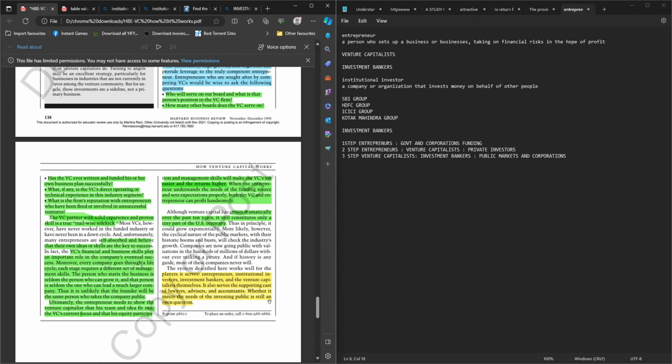Moreover, every company goes through a life cycle. Each stage requires a different set of management skills. The person who starts the business is seldom the person who can grow it, and that person is seldom the one who can lead a much larger company. Thus, it is unlikely that the founder will be the same person who takes the company public.